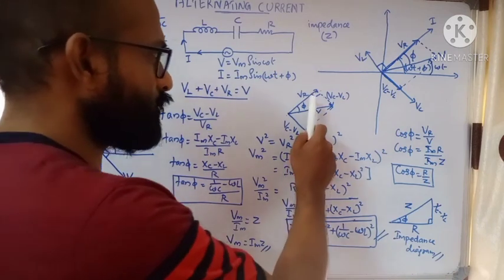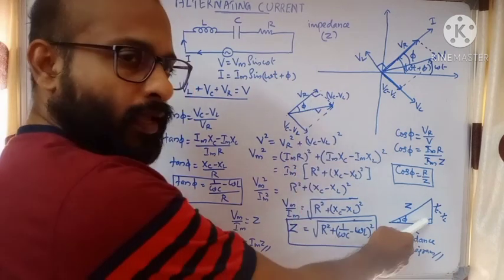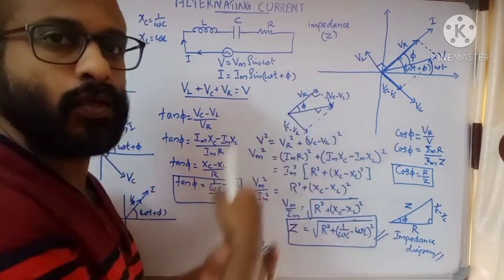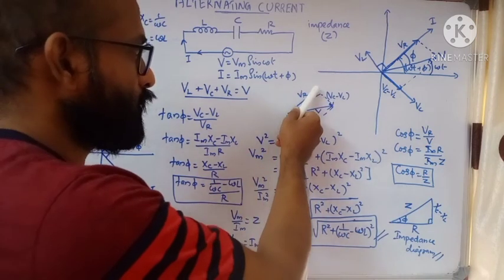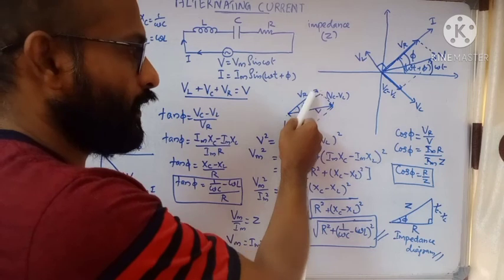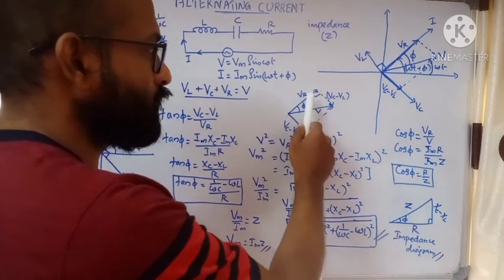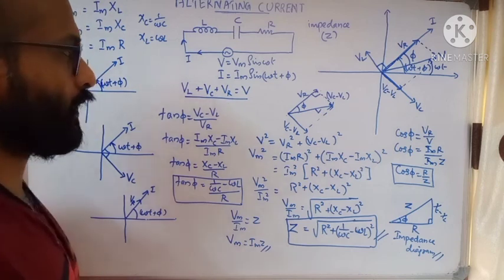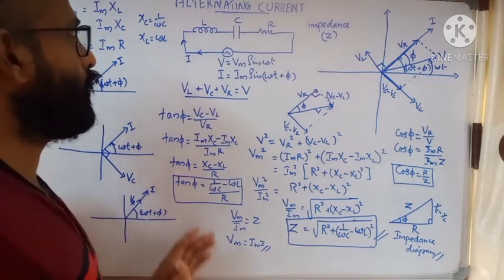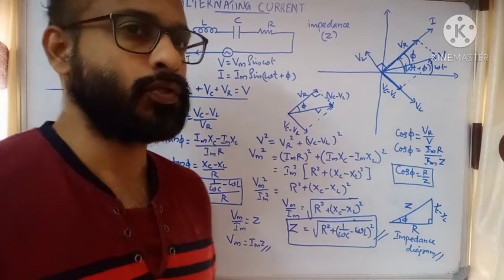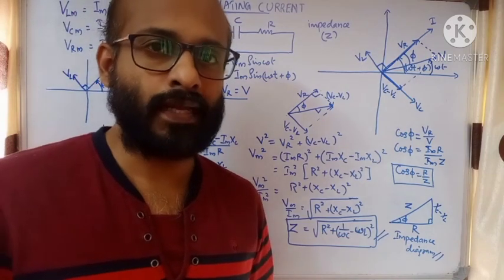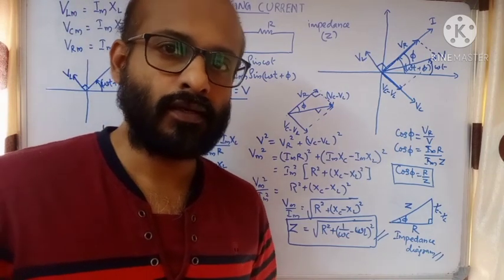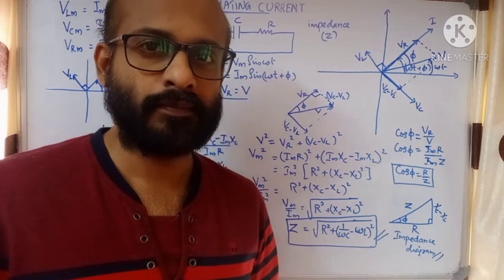The same triangle we have just drawn here, with some change in the orientation. This angle is 90 degrees, and here also we have the 90 degree angle. The same triangle is drawn here. This is known as the impedance diagram. Okay, so that's about alternating current applied to a series combination of inductance, capacitance and resistance. Okay. Thank you.